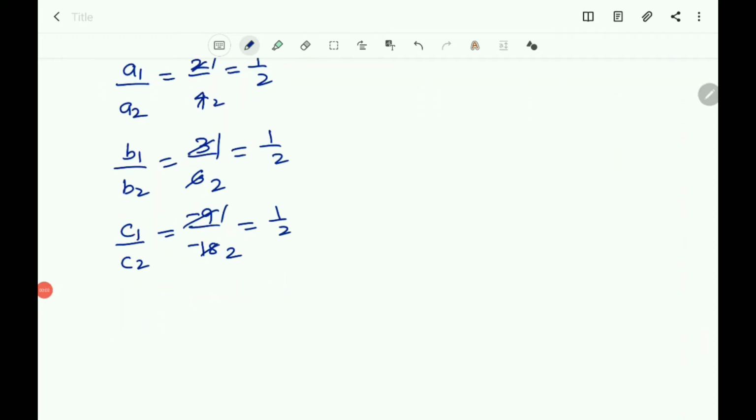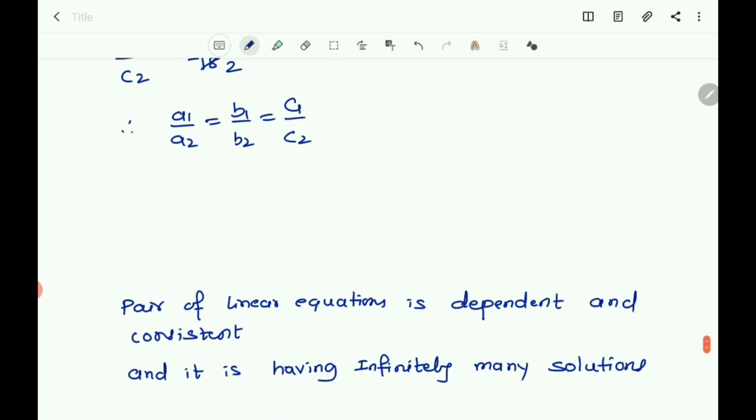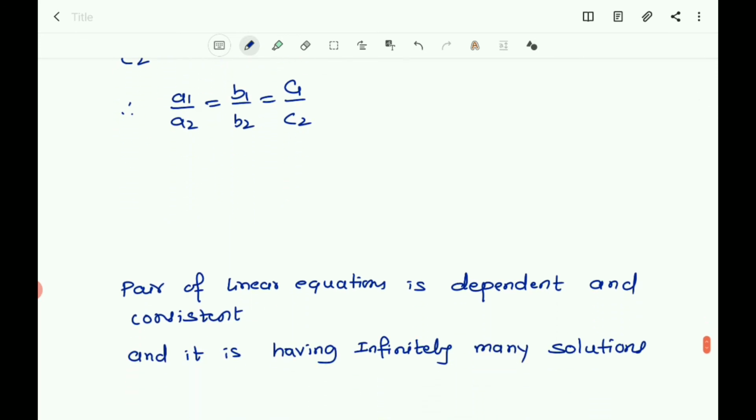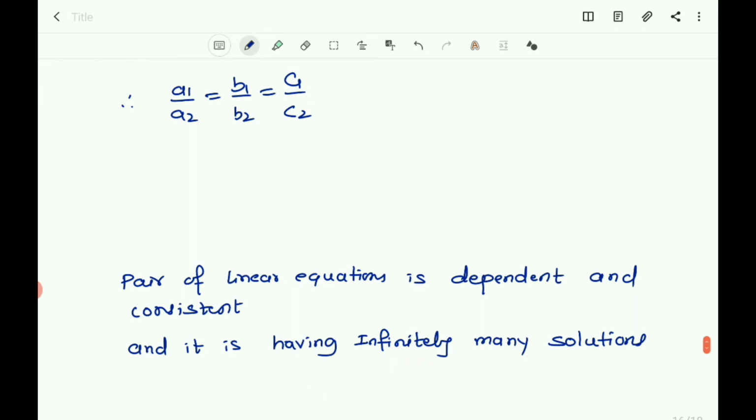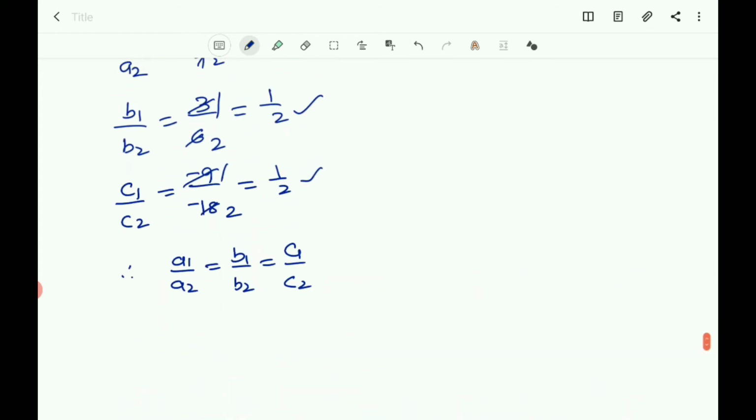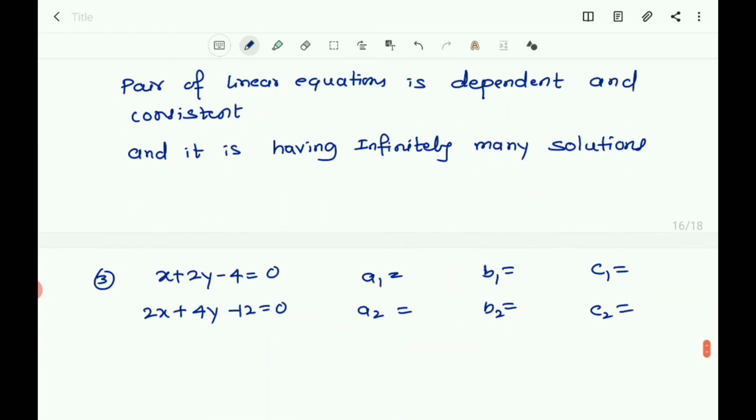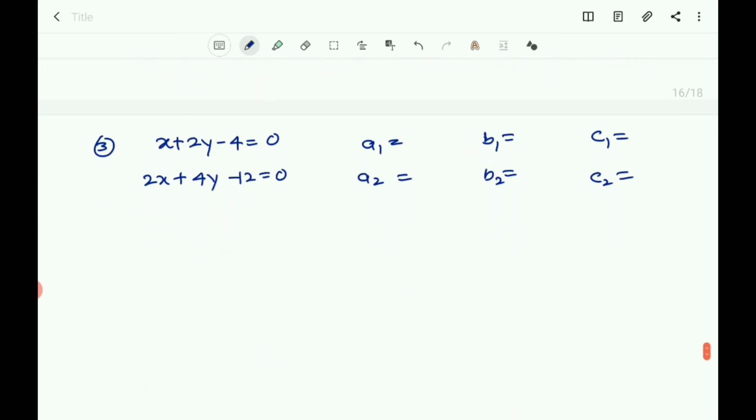Here you got a1 by a2 is equal to 1 by 2, b1 by b2 is equal to 1 by 2, c1 by c2 is equal to 1 by 2. Therefore, a1 by a2 is equal to b1 by b2 is equal to c1 by c2. Then you can say that the pair of linear equations is dependent and consistent, and it has infinitely many solutions.